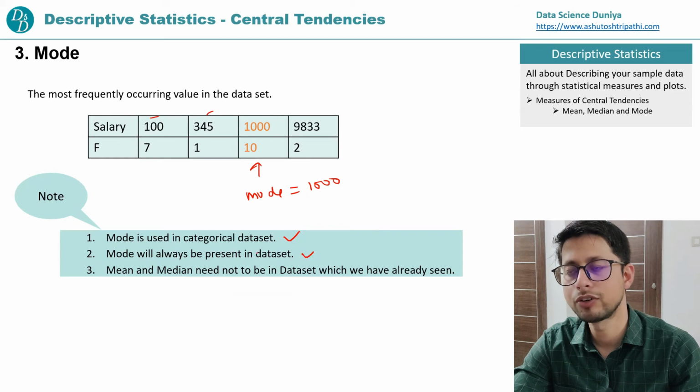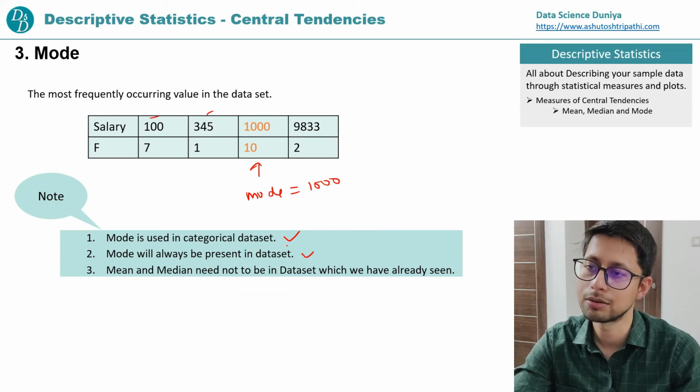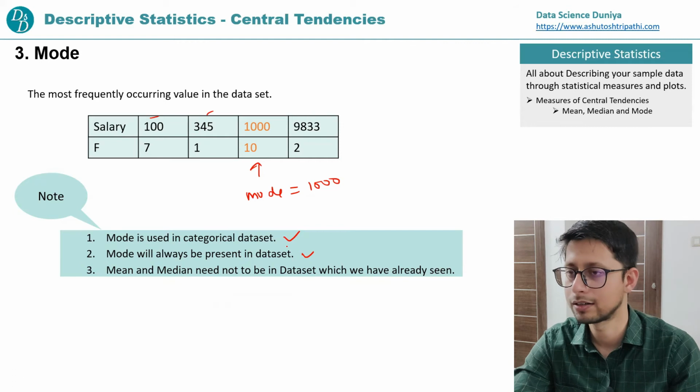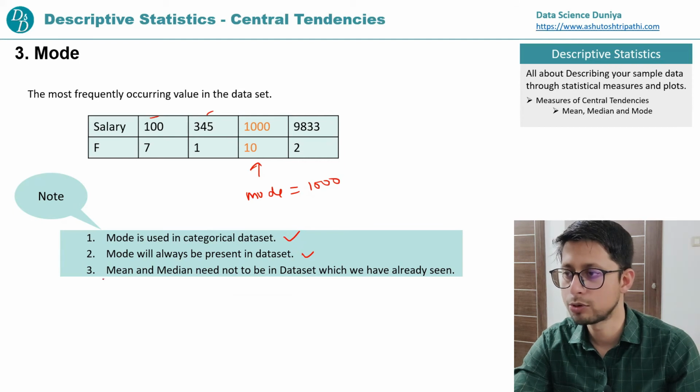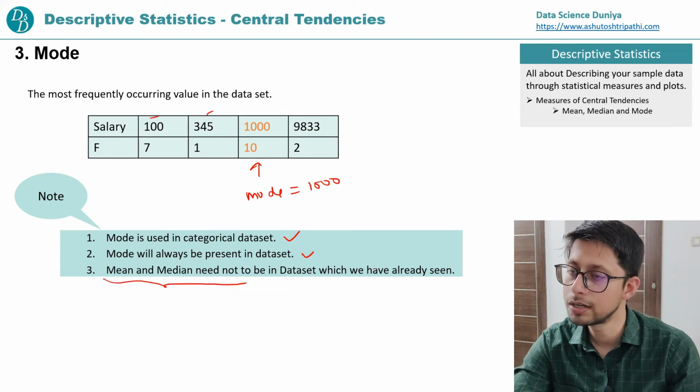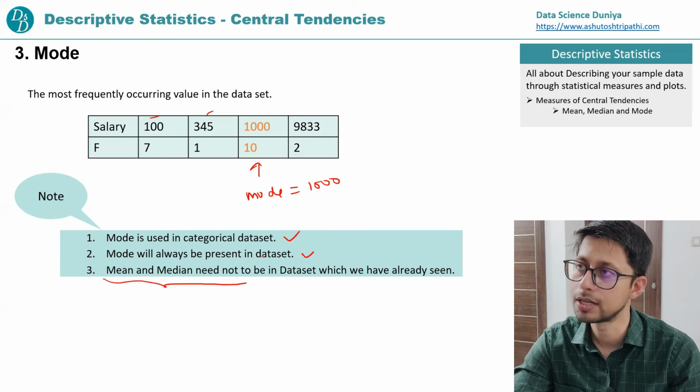So guys, if you are appearing for some screening test and there is some objective kind of question, this question might come in your paper. Mean and median need not be in the data set, which we have already seen. So this point is very important: mean and median need not be in the data set, but mode will always be present in your data set.